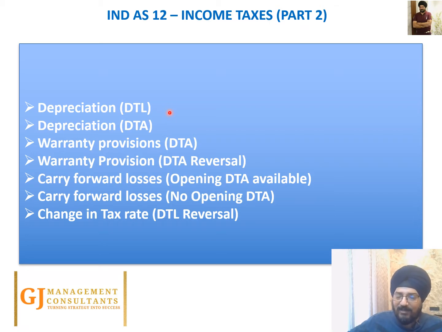So we are going to take the asset side of it, which is PPE, to illustrate how DTL and DTA are created on the asset side. Then we are also going to look at how DTA is created on the liability side, which is the warranty provision. And then we are going to see the DTA reversal of the warranty provision.